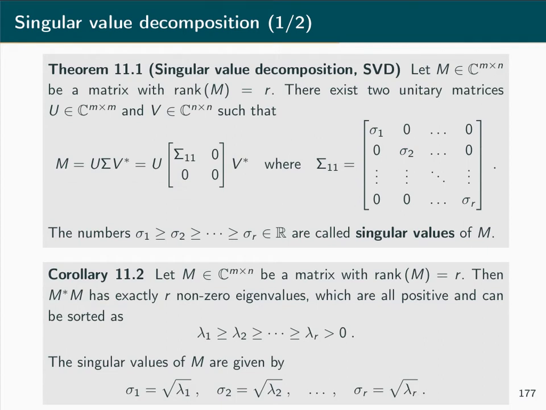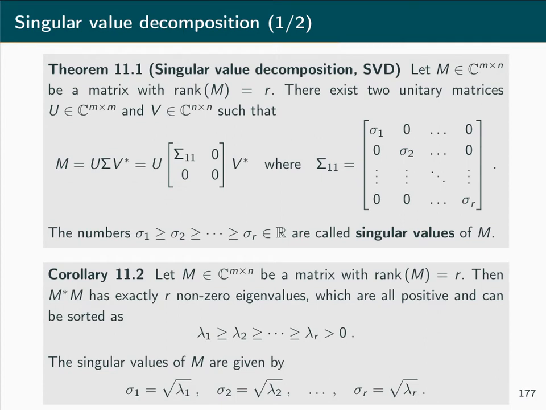The significance of this is that Corollary 11.2 gives us a way of computing the singular values of a matrix M, whereas Theorem 11.1 for the singular value decomposition has just told us that they exist.